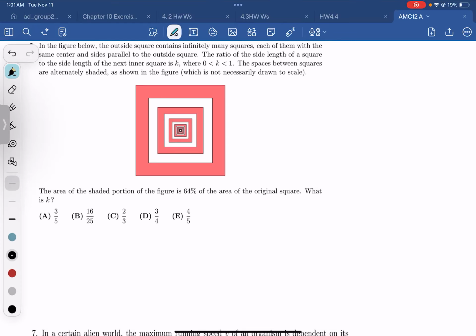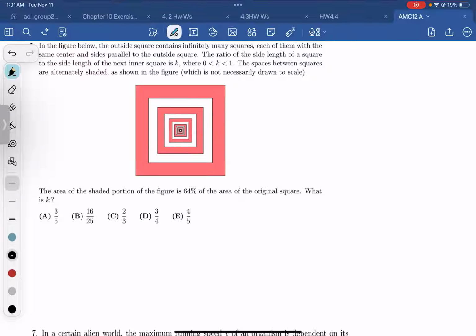Alright guys, so today we're gonna do something about the AMC 12A. The competition was just on the last Wednesday. So today I'm gonna do 3 questions about the AMC 12A and hope you guys understand it and get a better score on the AMC 12B. Alright, let's see the first question.